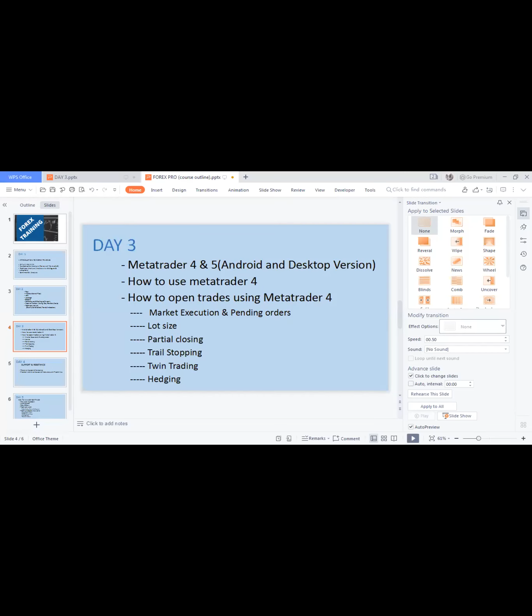Let's go straight to our activity for today. For today, we are going to look into Metatrader 4 and 5, Android and desktop version. We'll look into how to use Metatrader 4.